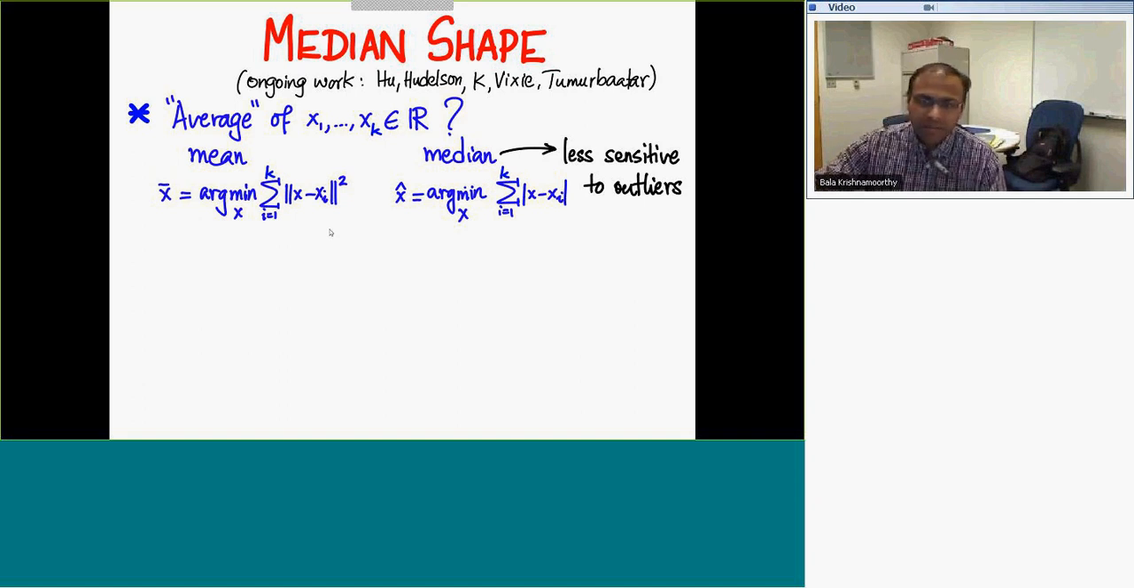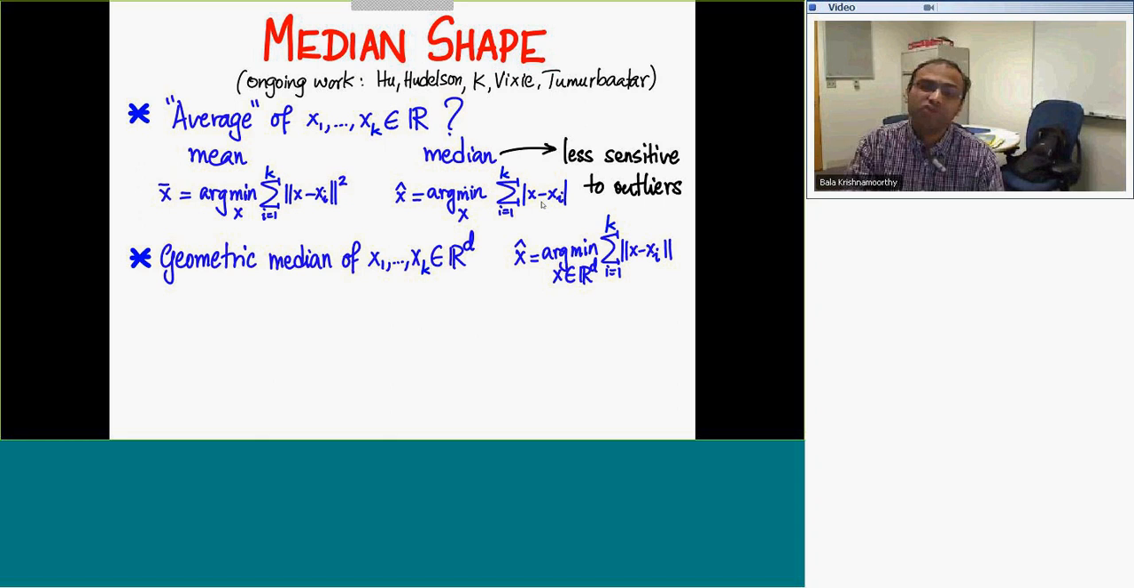You extend this to higher dimensions. Let's view the median as a kind of average because of its good property that it's less sensitive to outliers. This is the notion of the geometric median of a bunch of points in R^d, which minimizes the sum of distances.